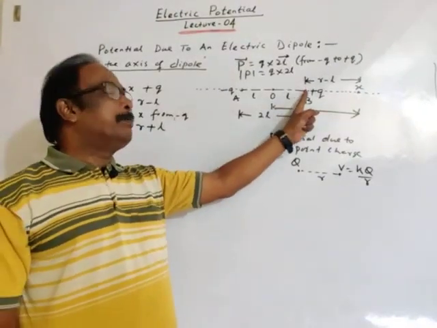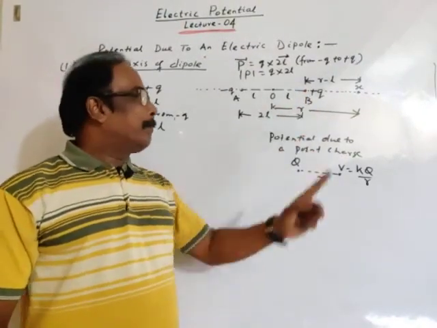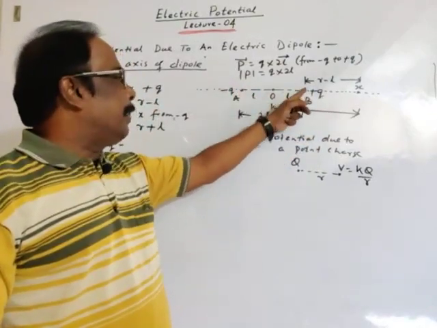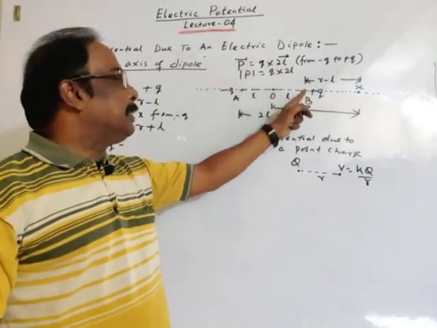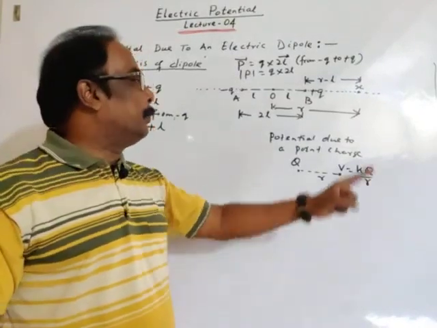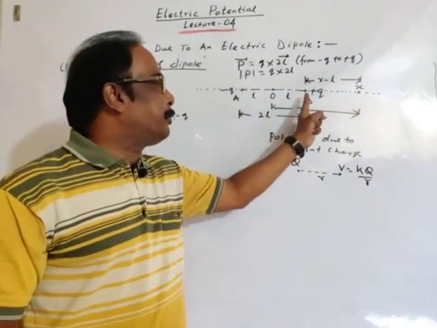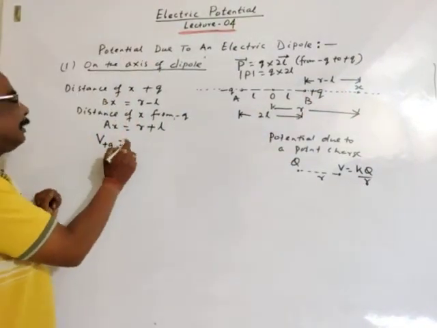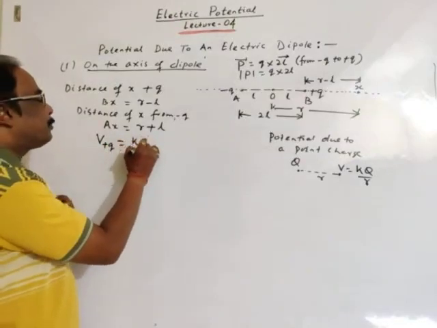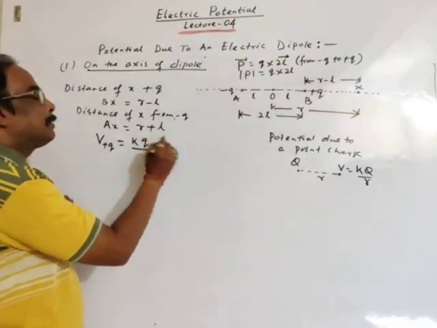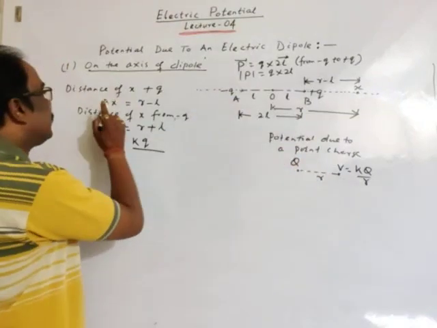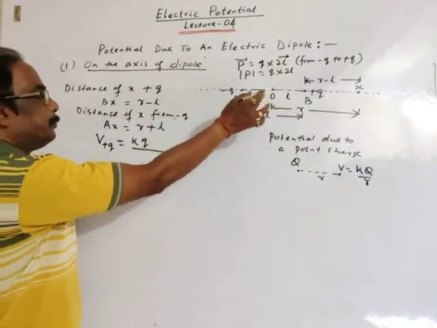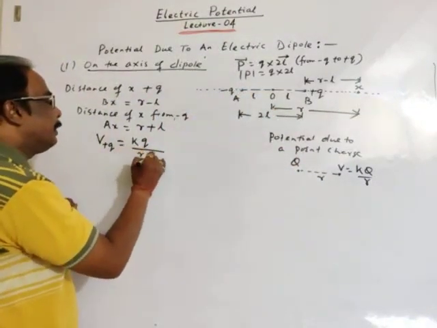So plus q is a point charge. Both plus and minus q may be considered as two point charges. So electric potential at x due to plus q is given as k, charge is q, divided by distance r. Here the distance from plus q to position x is r minus l.